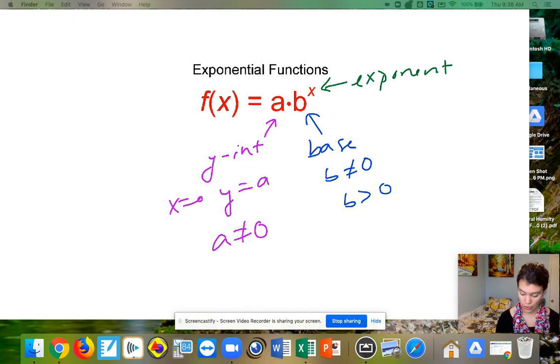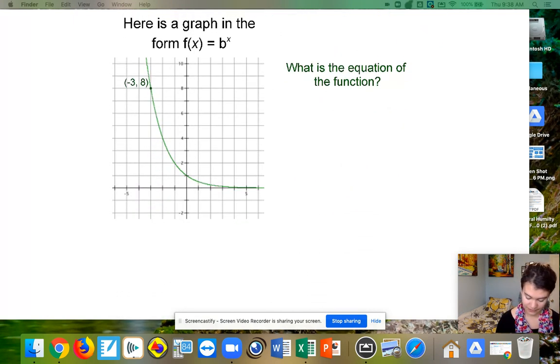Okay, so actual examples. Here's a graph. And we want to write out the equation of this function. So it tells us here that we have f of x equals b to the x. We're going to start with that. And we need to figure out the b. So I'm just going to write it as y equals b to the x. And then we have this point right here. So that's an x and a y. You can plug those in and solve for b.